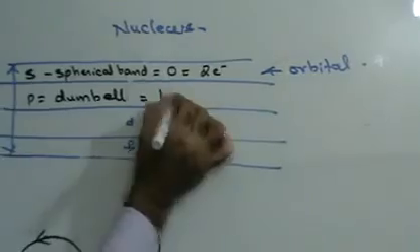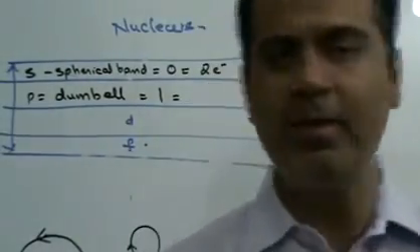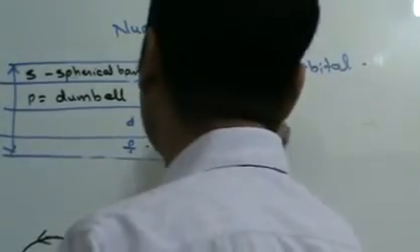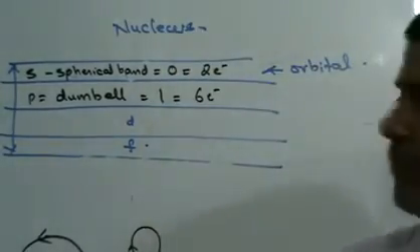He gave it a number as 1. The maximum number of electrons that you can have in the P band is 6. You can have 6 electrons in the P band. Fine, did we get this thing clear?